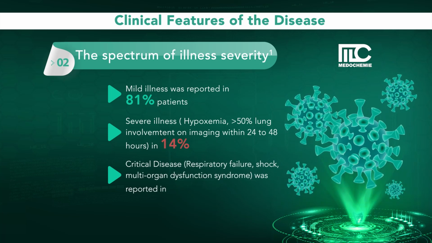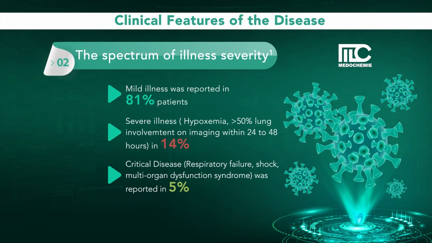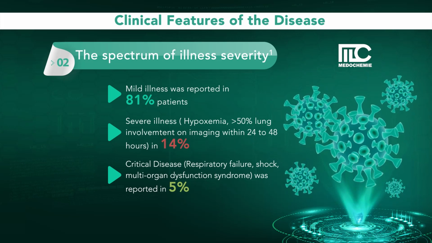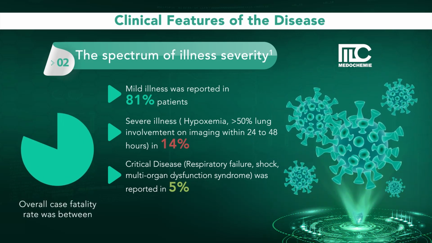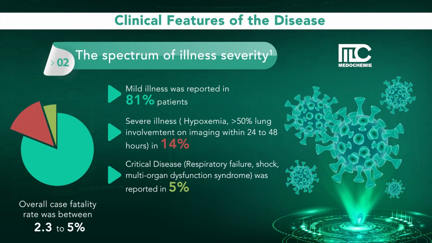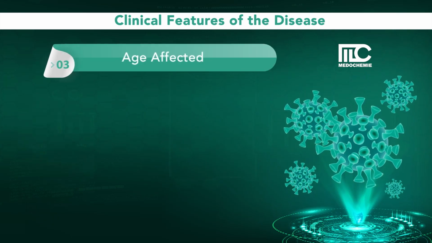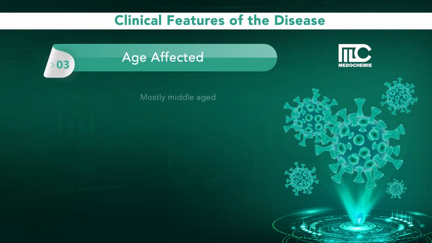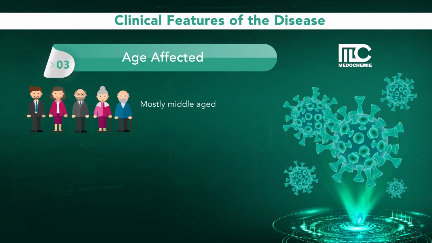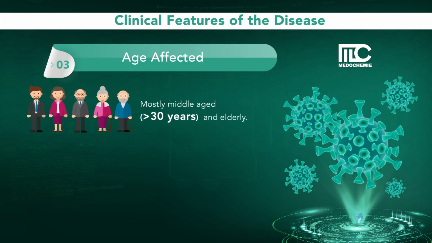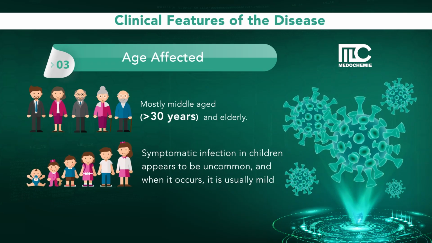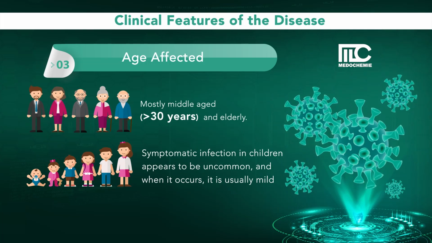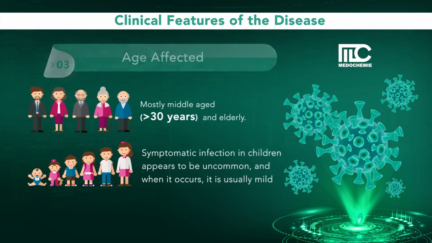Critical illness in 5%. The criteria of critical illness: respiratory failure, shock, multi-organ dysfunction. Mortality between 2.3 to 5%. The age affected, mostly middle age, above 30 years, and the elderly. Symptomatic infection in children appear to be uncommon, and when it occurs, it is usually very mild.